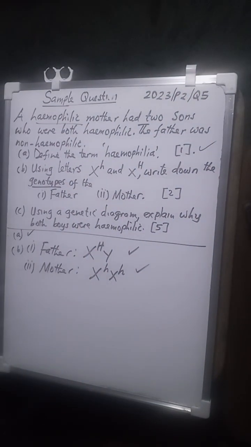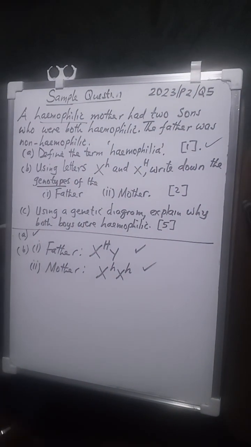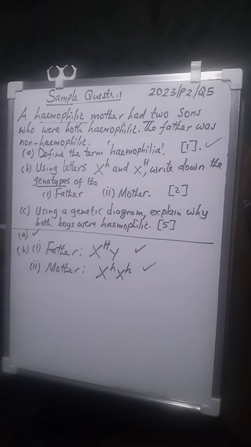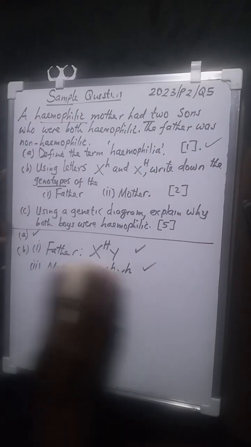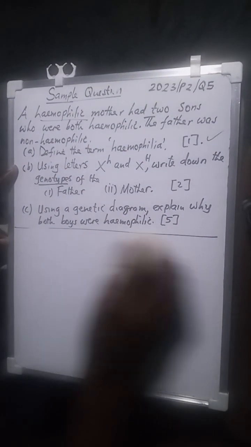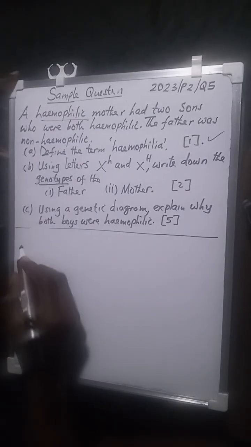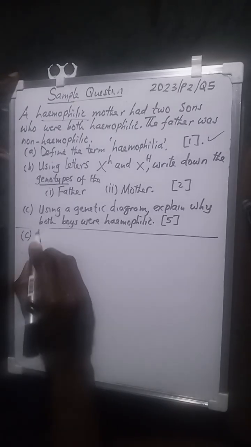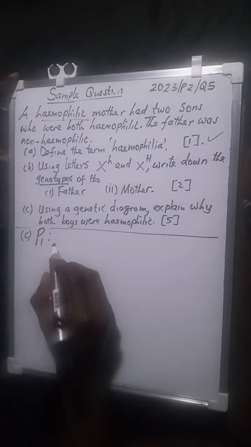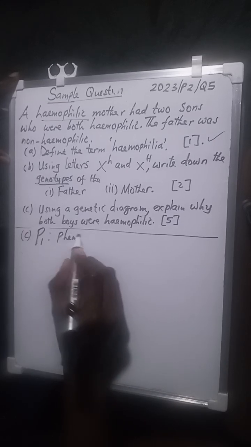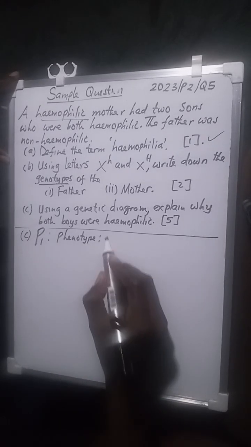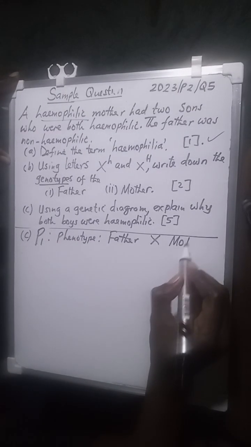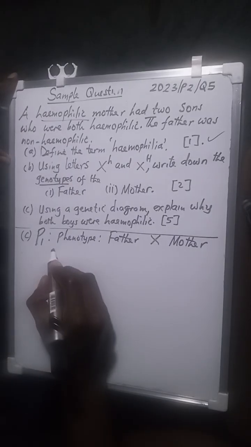Now notice the C part, what the question there says. Using a genetic diagram, explain why both boys were hemophilic. So we want to use a genetic diagram to explain why both boys were hemophilic. So let's find out by using a genetic diagram. For the C part there, I'm going to put up the P1, the first parental generation. Remember, you start with a phenotype. What is the phenotype? Of course, I can talk about the father crossing with the mother. That's what we mean.